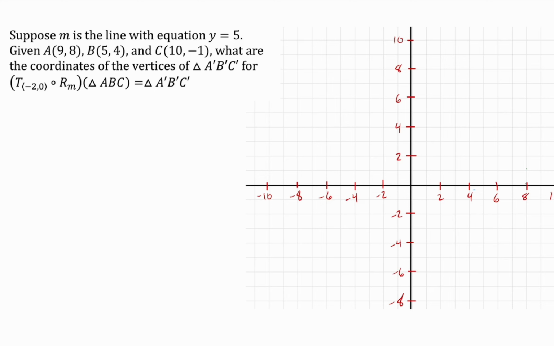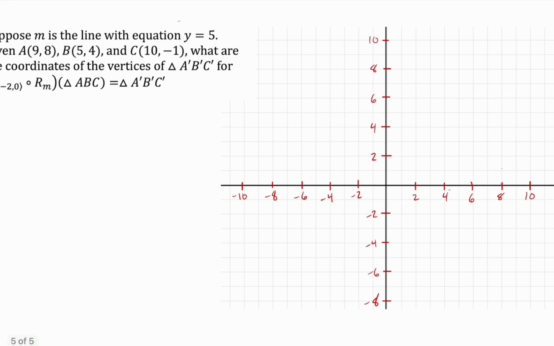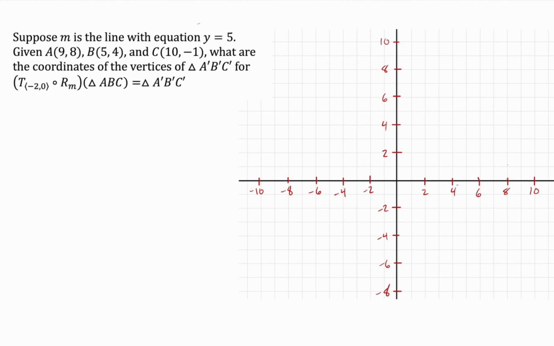In this problem, we're given a line and some points. So let's start by just graphing all of those things. So we'll start with the points. We have point A at 9, 8. So that'll be over here. I'll label it A. Point B is 5, 4. So that'll be right here.